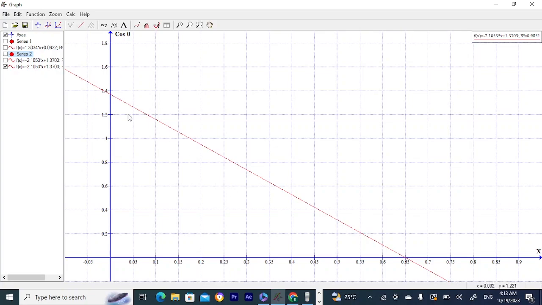Now, first things first, the good thing here is that this software calculates slope for you and tells you your answer. So from here, my slope is about minus 2.1. That's what I have as my slope, minus 2.1. But then, I'll keep this aside. Let me get the slope here.